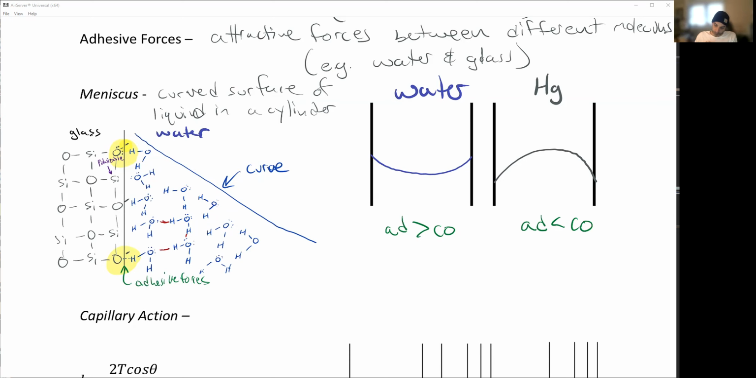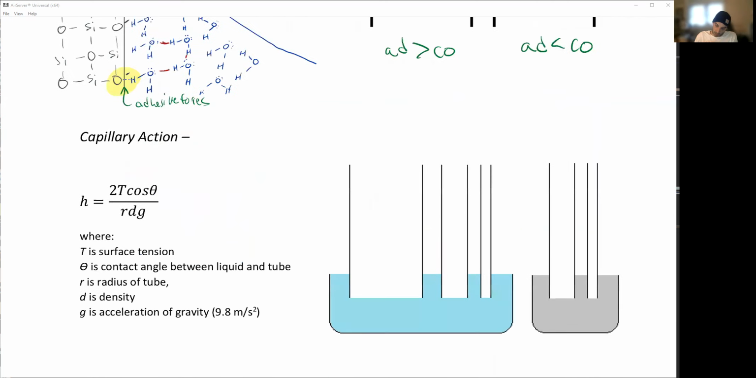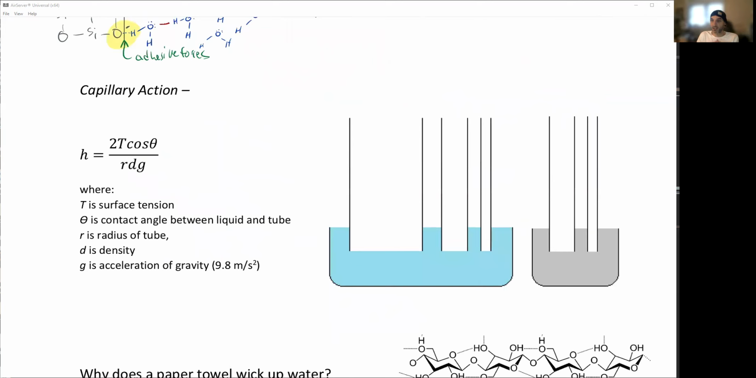All right, so let's take a look at this idea of capillary action. Again, the meniscus is caused by the strength of those intermolecular forces. Capillary action is the rise of water, or really a liquid, in a capillary.